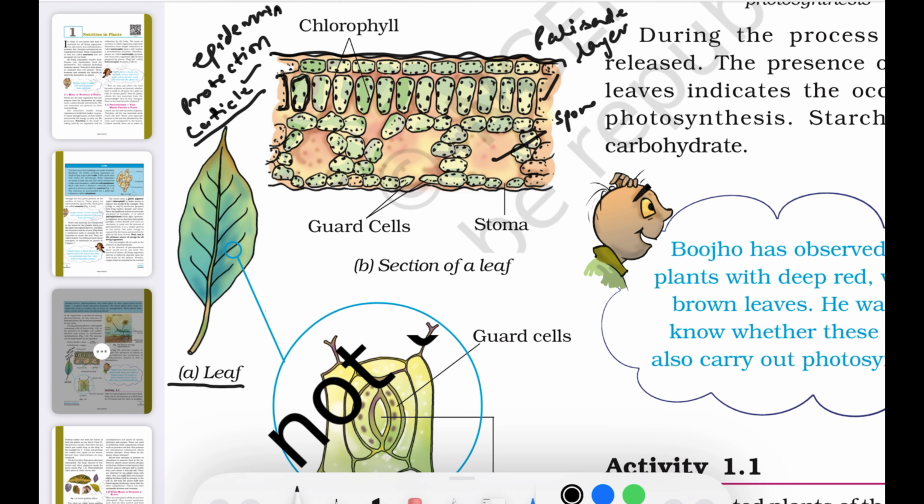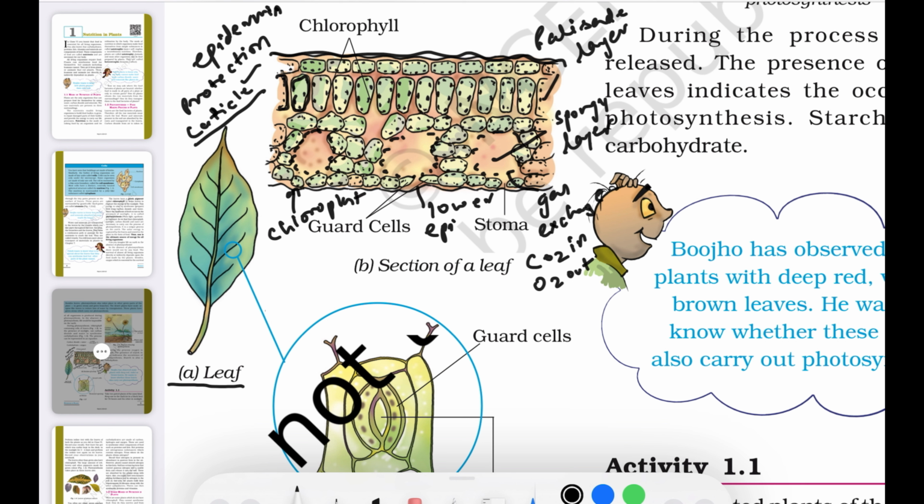Then comes the spongy layer. So this is spongy layer, and they have these spaces, okay, that helps in the gas exchange. They allow CO2 in and O2 out, and they also contain chloroplast. This is known as lower epidermis. Contains small pores that are known as stomata. So you can see here small pores are there that are stomata, and the opening and closing of these pores is controlled by guard cells.